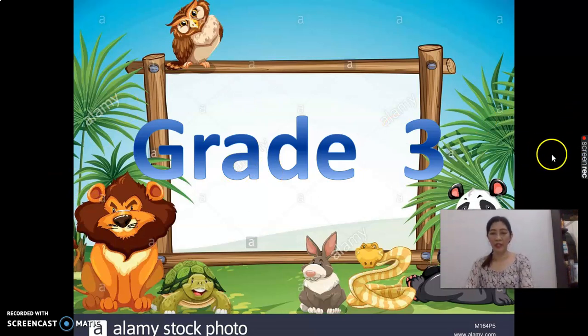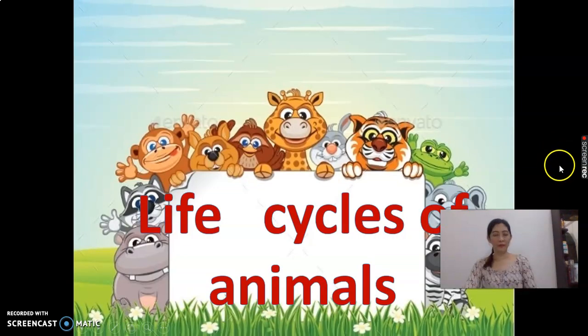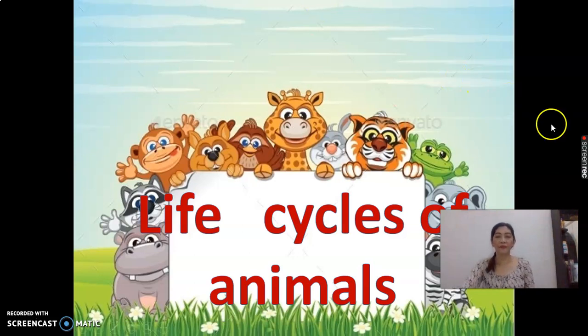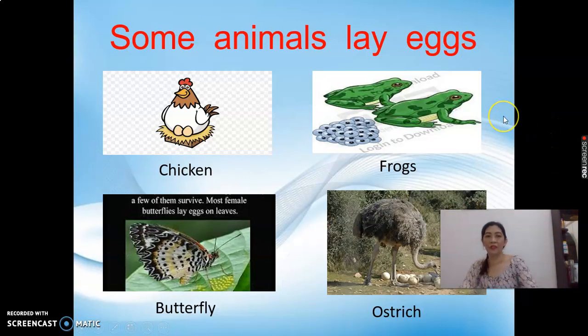So the first is, this is life cycles of animals. This is the life cycle. So the first is, some animals lay eggs. So when you say lay eggs, this is the egg. So these are the examples of animals laying eggs.